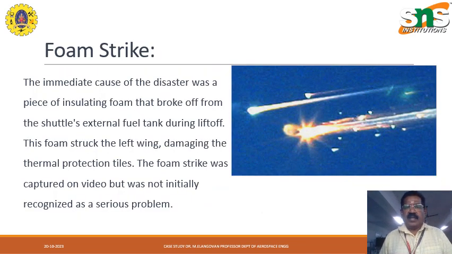Now, during the entry, there was a foam strike, and that is why we understand that the whole thing blew up. The immediate cause of the disaster was a piece of insulating foam that broke off from the space shuttle's external fuel tank during liftoff. This happened during the liftoff itself. They came back and were all safe, but it was not repaired, and it was probably taken lightly. The foam struck the left wing, damaging the thermal protection tiles on the surface. The foam strike was captured on video but was not initially recognized as a very serious problem.